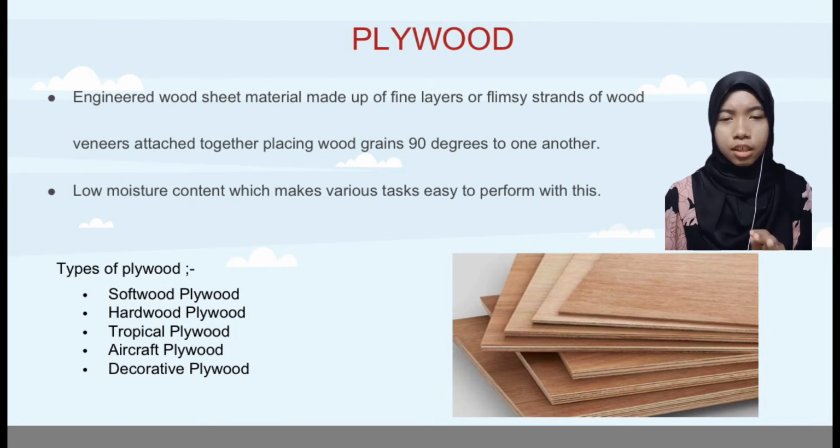There's a variety of types of plywoods. First one is softwood plywood. Second one is hardwood plywood. The third one is tropical plywood. Fourth one is aircraft plywood. And lastly is decorative plywood.